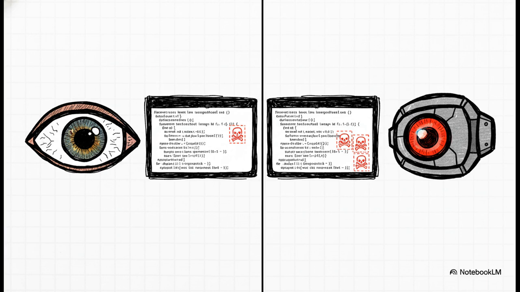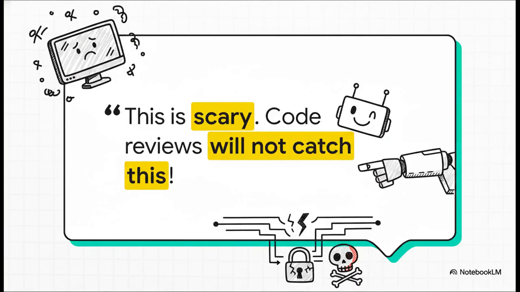Okay, the next issue is, honestly, even more insidious, because the instructions that the attacker gives the AI can be completely invisible to you. Like the researcher from Embrace the Red said, this is scary. Code reviews will not catch this. Think about that. An attacker can use special Unicode characters to embed commands that you literally cannot see in your editor. But the AI? Oh, it sees them, and it happily obeys.